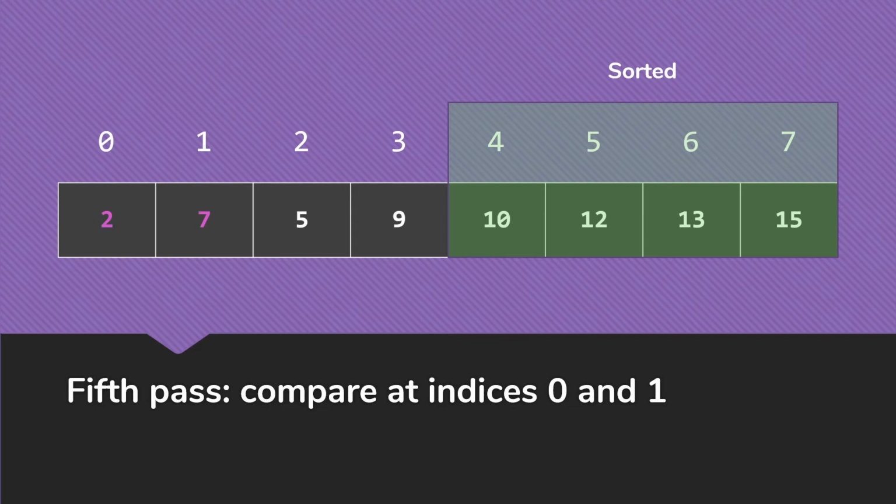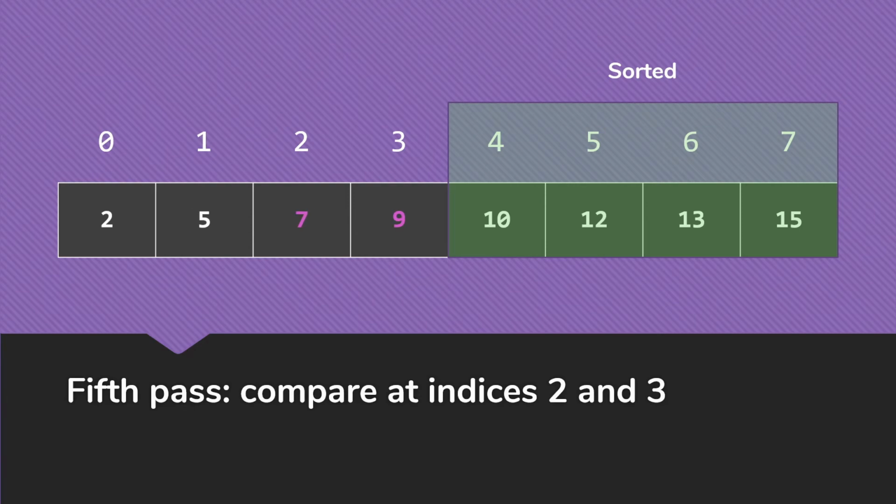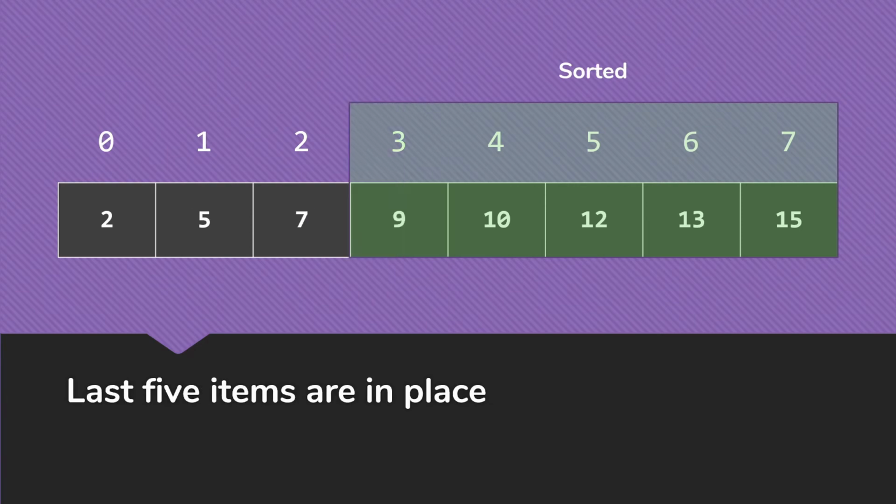Then on the fifth pass, 2 and 7 are in order, 5 and 7 are not, so we swap them and check 7 and 9, those are in order. So at this point, the last 5 items are in place. But we can actually see that all the items are in place.